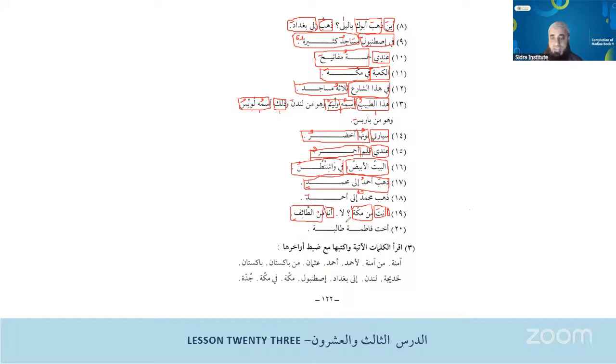Ukhtu Fatimata, Fatima's sister. So ukhtu, sorry, not Fatimatu, Fatimata. So let's make that into a fatha. Fatima's sister is a student. Talibatun. Ukhtu Fatimata talibatun. The word Fatima is غير منصرف.